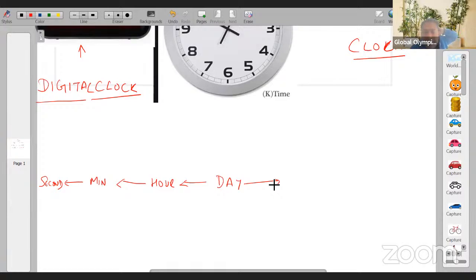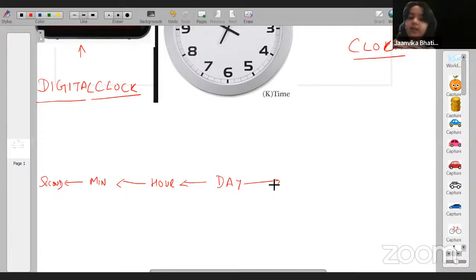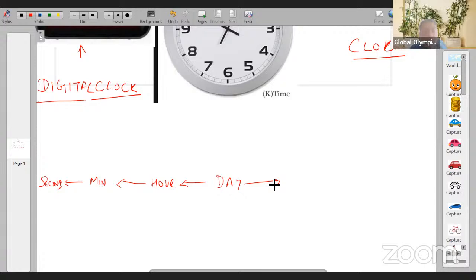What is a bigger thing than day? 2 days is fine, but there is something else. I will give you a hint: that makes all the names of the days. If you count all the names of the different days, that is the next, bigger unit. It's called a week. Do you understand week? It is made up of 7 days, correct?